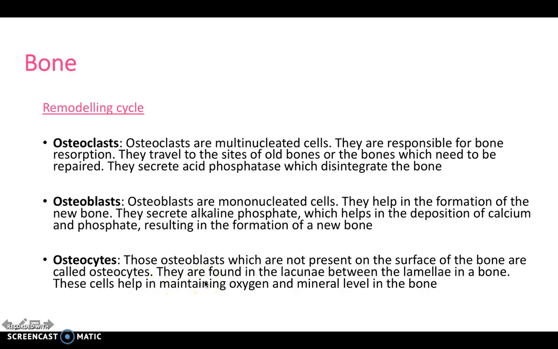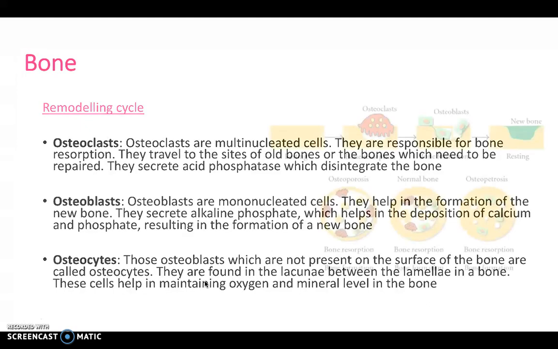Osteoblasts which are not present on the surface of bone are called osteocytes, and they're found in the lacunae between the lamella in a bone. So remember that structure of bone we looked at the start. If you look at that in more detail, you'll see the lacunae, and in there you'll see osteocytes, and these cells help in maintaining oxygen and mineral level within the bone.